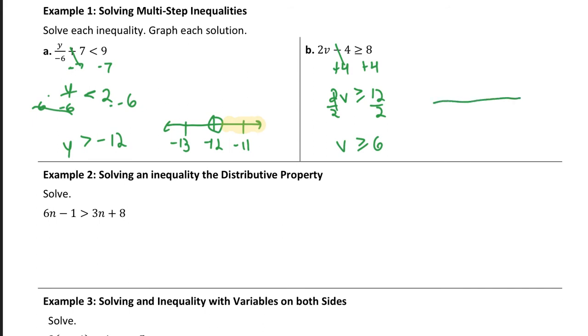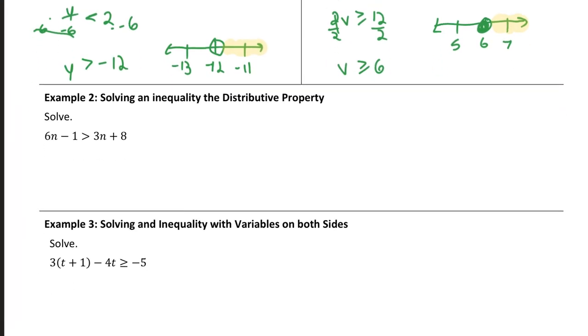And to graph that solution, I'll put 6, 5, and 7. I'll put a closed circle at 6. And again, I'm shading to the right, greater than or equal to 6. So those are pretty straightforward. 2 steps, you add or subtract first, then you multiply or divide second.